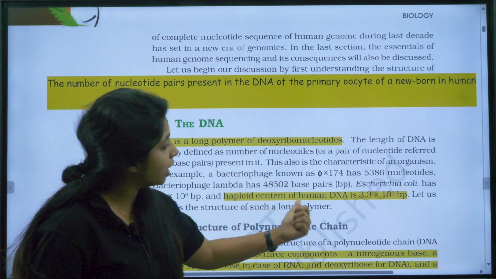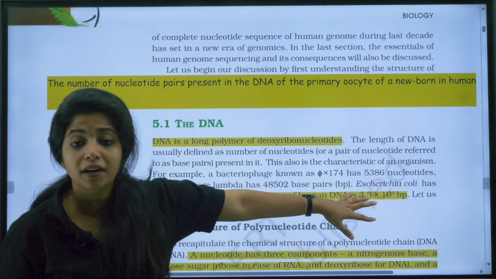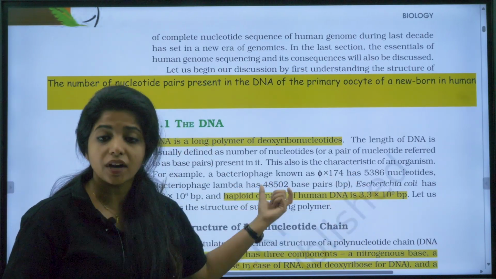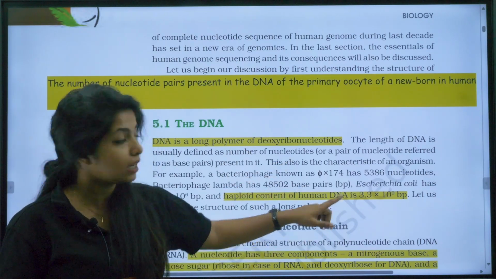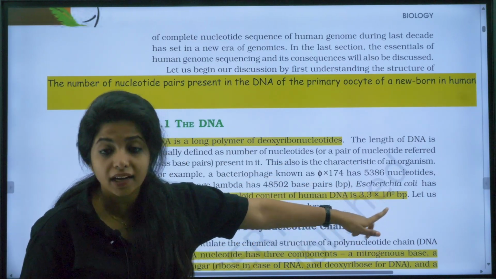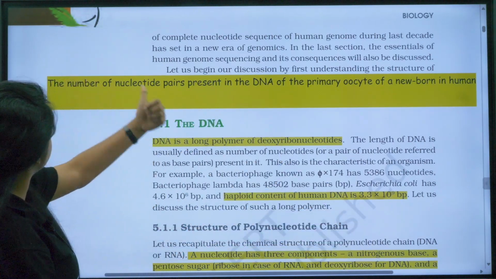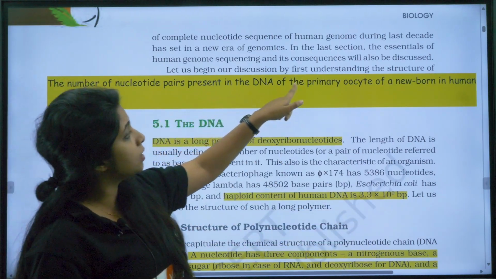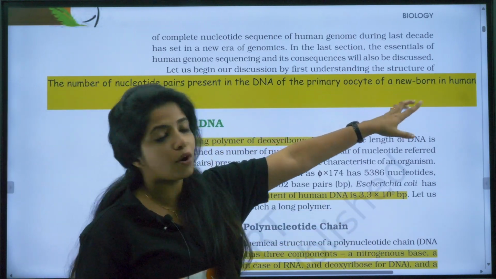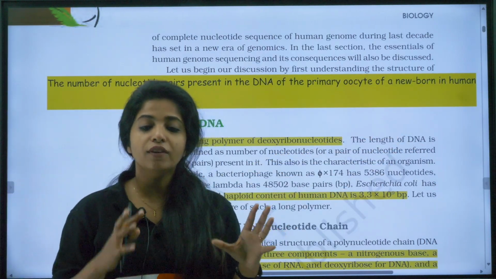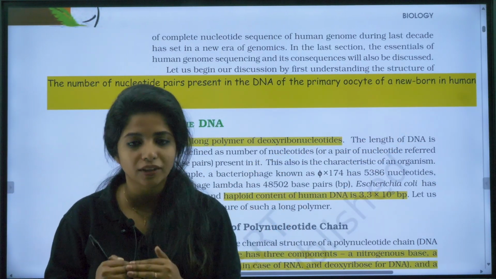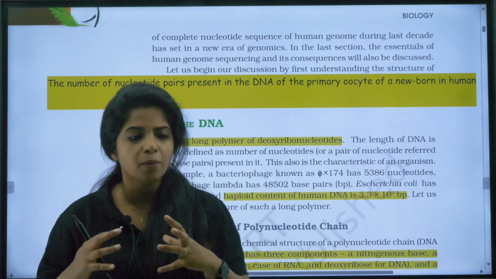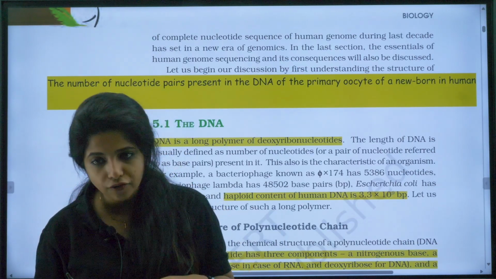Also, the haploid content of human DNA is 3.3 into 10 to the power 9 base pairs. This is very much important. Haploid means half the number. This question is asked in a format like: number of nucleotide pairs present in the DNA of primary oocyte of a newborn human. Everywhere we have the diploid amount of DNA, but only in the gametes we have half the amount of DNA.